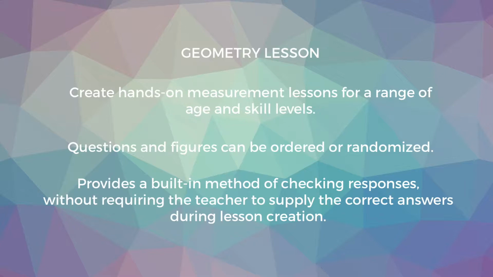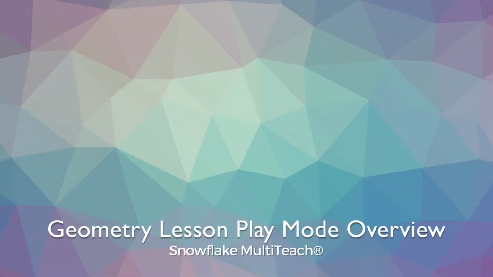The Geometry Lesson app provides a way to create measurement lessons for students of varying ages and skill levels. Items can be randomized within the app, such as the order of presentation of problems and figures. The app provides a built-in method of checking student responses without requiring the teacher to supply the correct answers during lesson creation. In this example, I will demonstrate a previously created geometry lesson about measuring the perimeter of basic shapes.